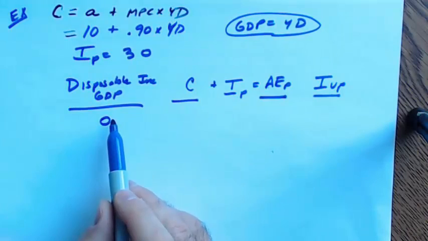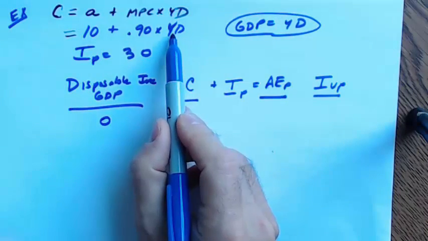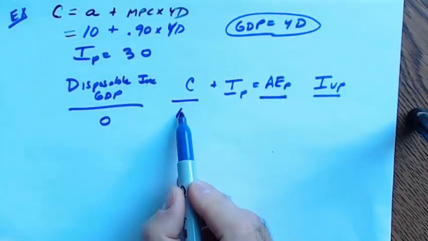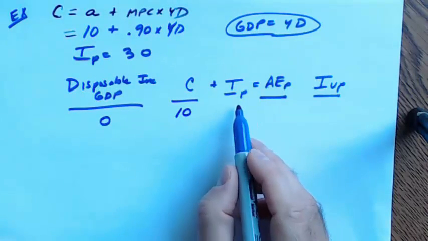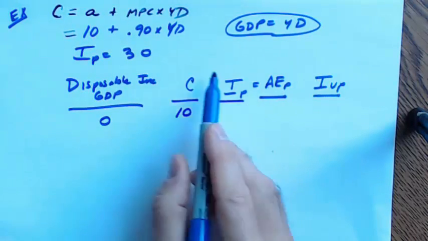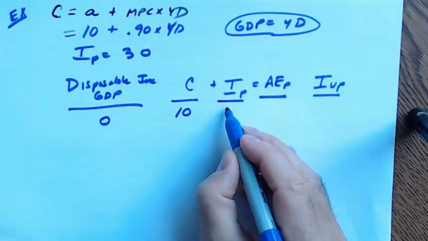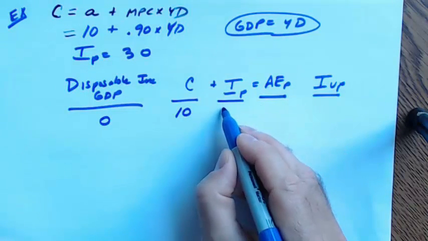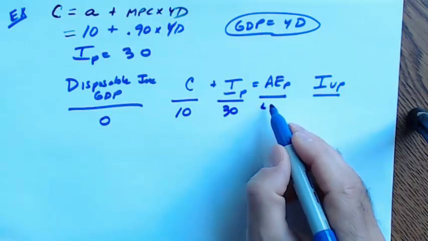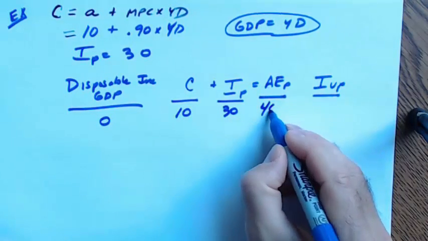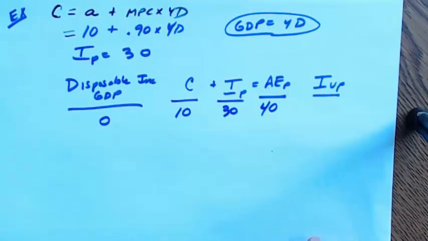So if your disposable income is 0, plug this in, right? Your consumption is going to be 10. Okay? And so I said that planned investment is 30, so it's fixed at 30. So what we have is a total of 40 in terms of planned aggregate expenditures.